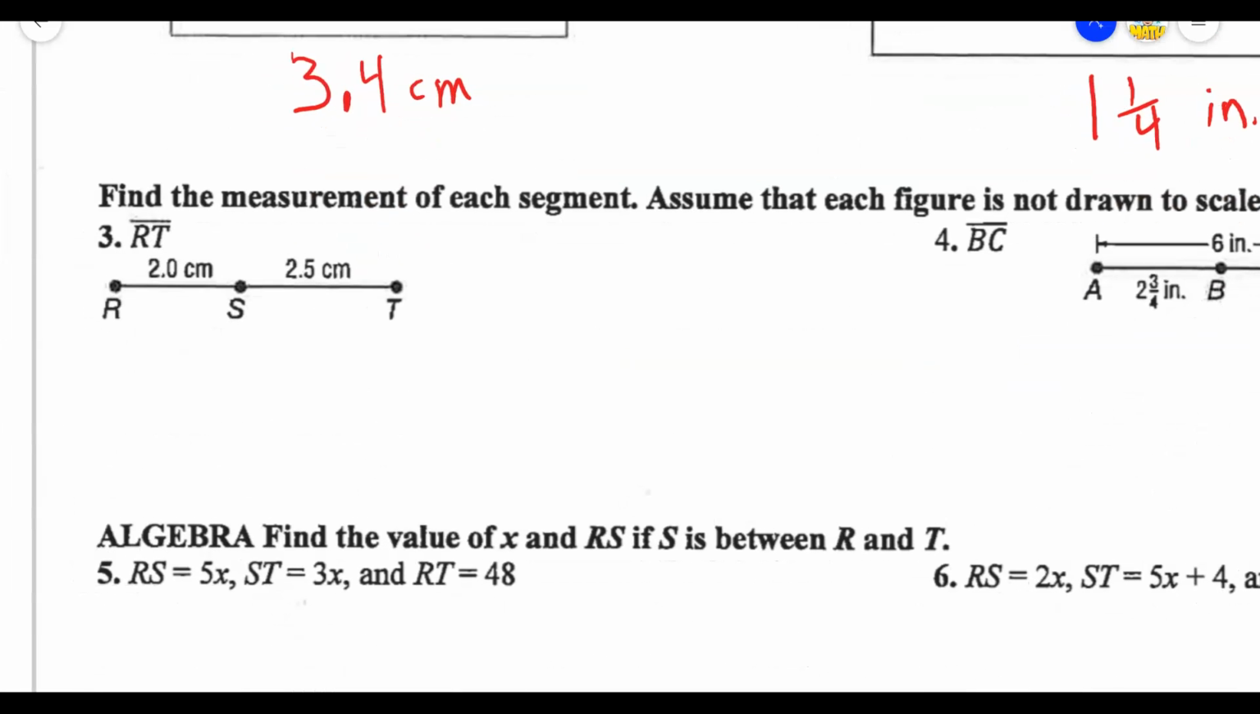How about the next one, number 3? Let's answer this in the Edpuzzle. If RS is 2 centimeters and ST is 2.5, what's the length of RT? Let's answer that in the Edpuzzle. Okay, so hopefully you just added those 2 together and said that that would be 4.5 centimeters.